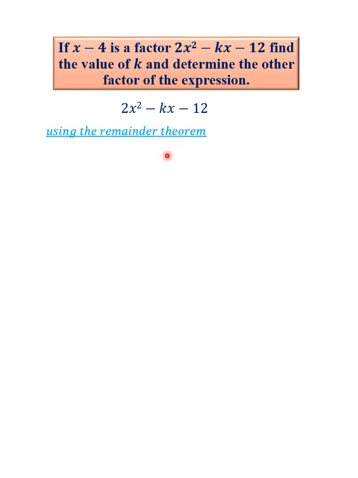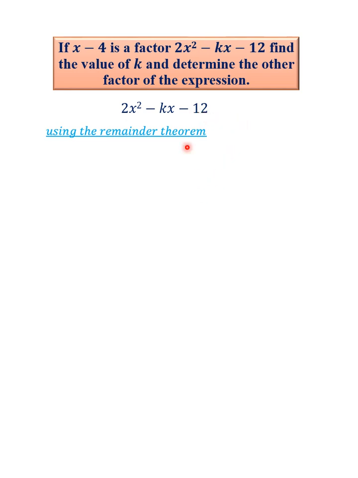What does the theorem say? That if a polynomial has a factor, that factor should be able to divide that polynomial without a remainder. In other words, if x minus 4 divides this expression, the remainder should be 0. That is the remainder theorem.